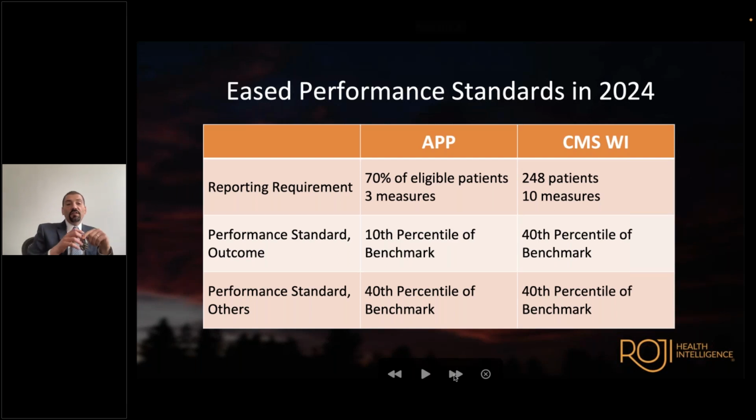In 2024, you still have that 10th percentile of the performance benchmark that you need to meet for the outcome measure when you're reporting in the APP, compared to the 40th percentile of the performance benchmark when you're looking at the web interface. And again, the other measures are all 40th percentile. So you are really getting, I don't want to say a break, but you are getting some eased performance requirements for transitioning to the APP.